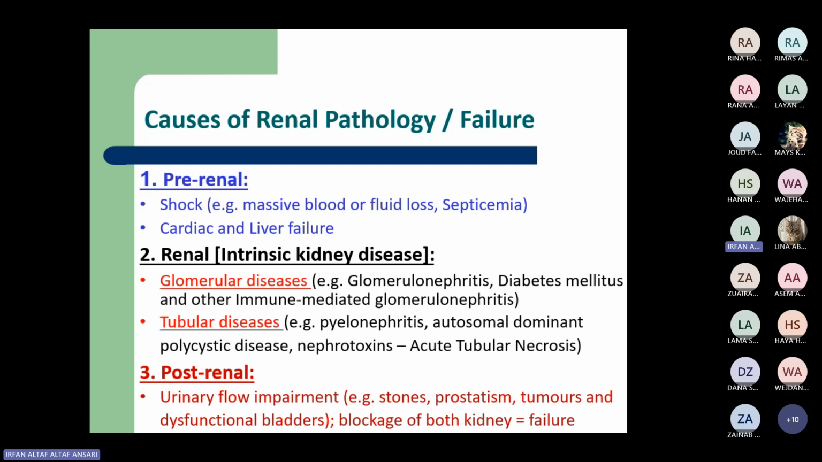Post-renal is whenever there is obstruction to the urine flow, like stone, or prostatic enlargement, tumors, sometimes dysfunctional bladder due to neurological abnormalities, stroke or multiple sclerosis. Whenever the blockage is bilateral, that will lead to acute, rapid failure of the kidneys. Okay, if unilateral, the adult kidney will try to compensate to some extent.